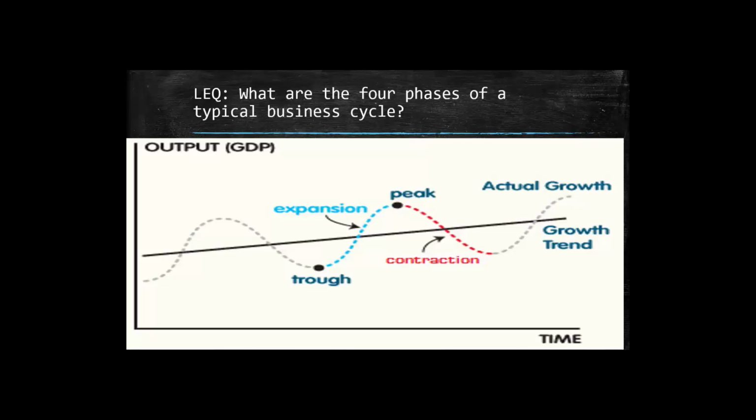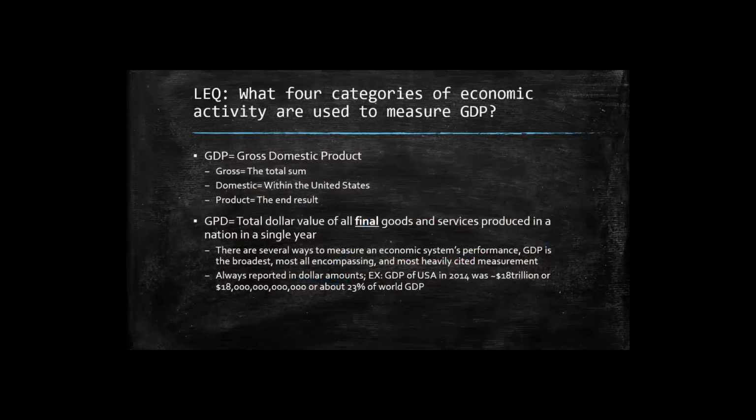Now if you take a look at the y-axis of this business cycle graph, how are we measuring the performance of the economy? We are measuring it through GDP. Alright, so what does GDP stand for? GDP is an acronym that stands for Gross Domestic Product.